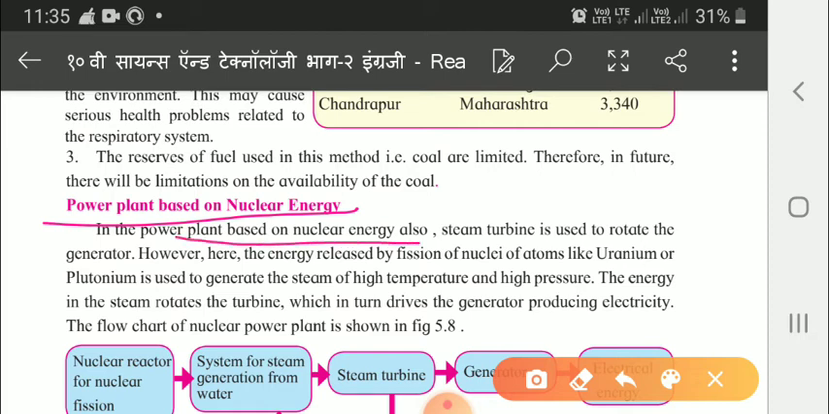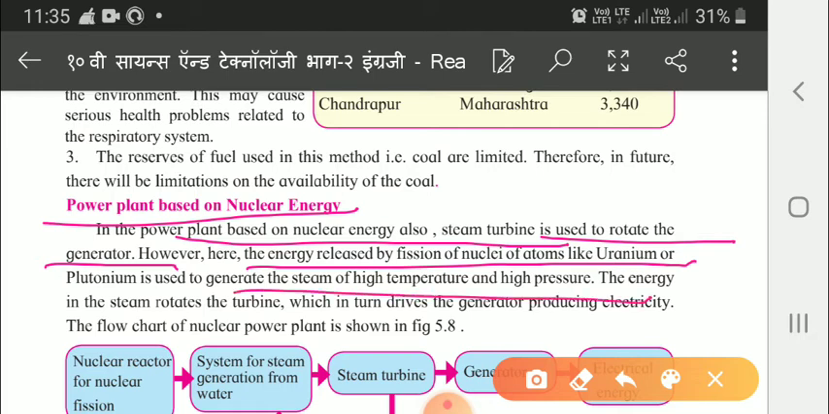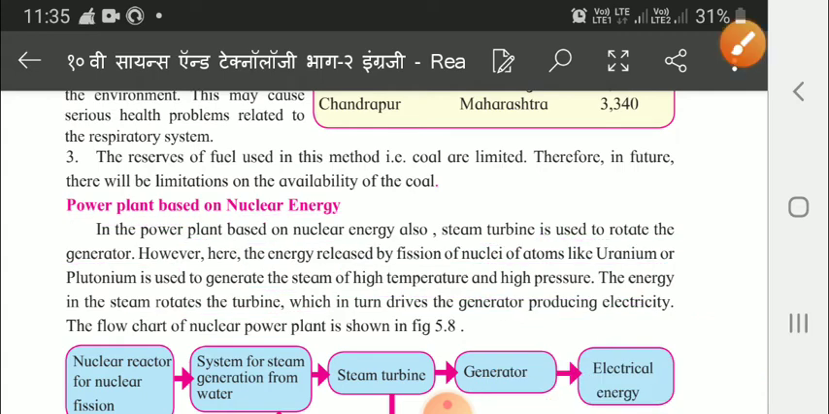In the power plant based on nuclear energy, the steam turbine is used to rotate the generator. But here the energy is released not by the coal but by the fission of nuclei of atoms like uranium or plutonium. So what is the meaning of fission? Fission means breaking or splitting. So when the uranium 235 atom is splitting, a large amount of energy comes out. It is used to generate steam of high temperature and high pressure. The energy in the steam rotates the turbine, which in turn drives the generator, which produces the electricity.